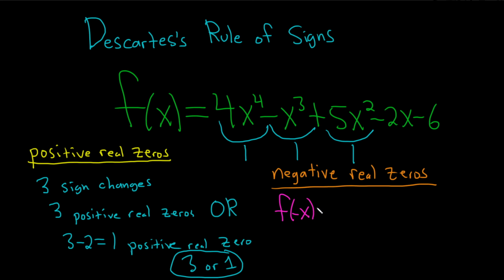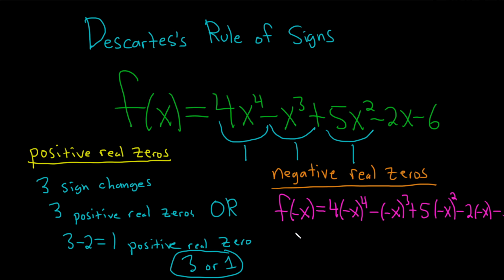So f of negative x is equal to 4, and then instead of x to the 4th, it'll be negative x to the 4th, minus x cubed, that will become negative x cubed, plus 5, and instead of x squared, it's negative x squared, minus 2, and instead of x, it's negative x, and then minus 6. Okay, just replacing all of the x's with negative x's.